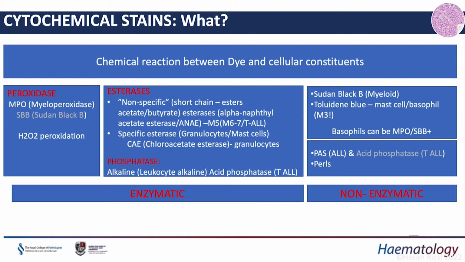And then the non-enzymatic is a broad category which contains mainly 4 or 5 stains, of which Sudan black is used for myeloid malignancies like the myeloperoxidase. You have the toluidine blue, which is used mainly for mast cells and basophils. And we use the PAS stain for lymphoid cells, especially in acute lymphoblastic lymphomas and leukemias. And then Perls stain for iron.